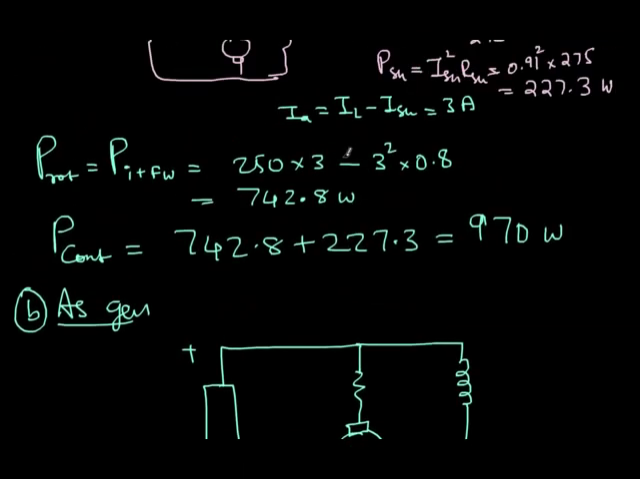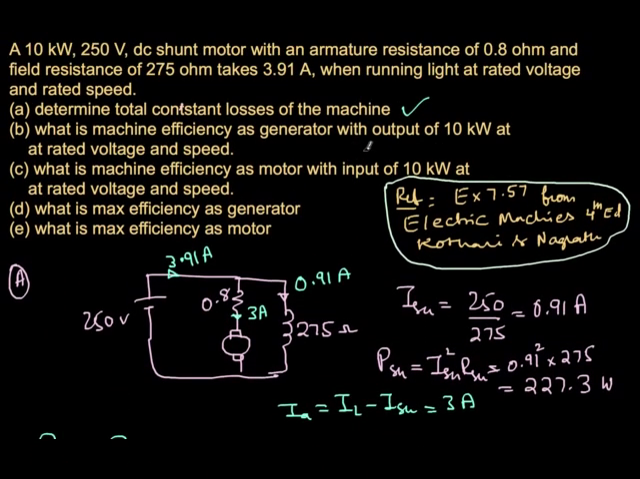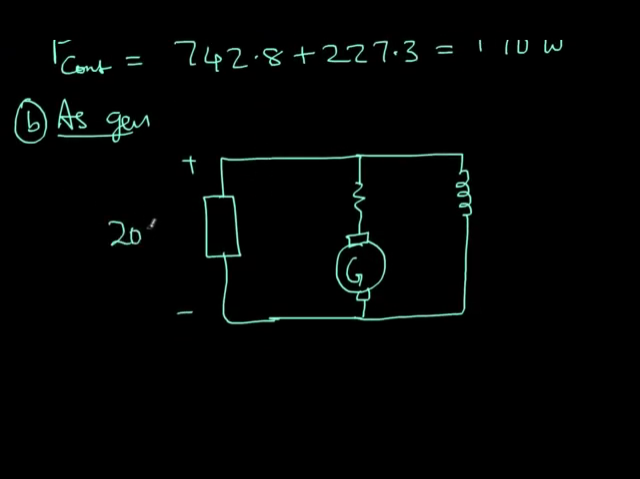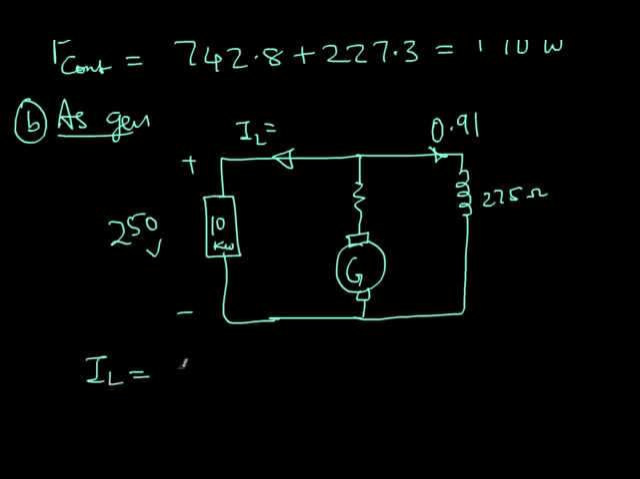So output of 10 kilowatt at rated voltage and speed. So this voltage is anyway 250, the rated voltage. This is 10 kilowatts, and the rated speed is also there. And we already calculated this is 0.91 because this voltage is 250 volts and this is 275 ohms. From that I can calculate this current as 0.91. Now what is the current that is going to the load, I load? The current will be 10 kilowatt divided by 250. So load current is 10,000 divided by 250.